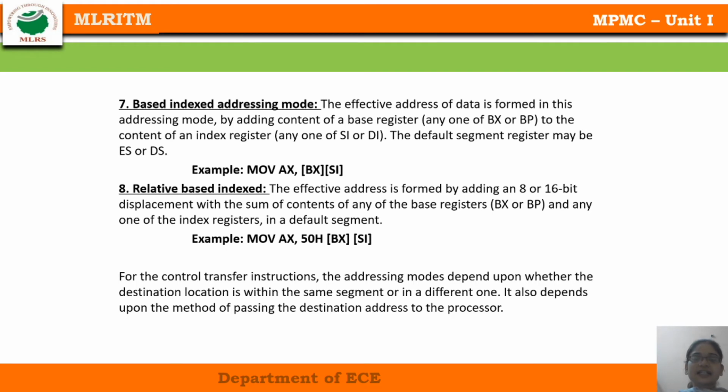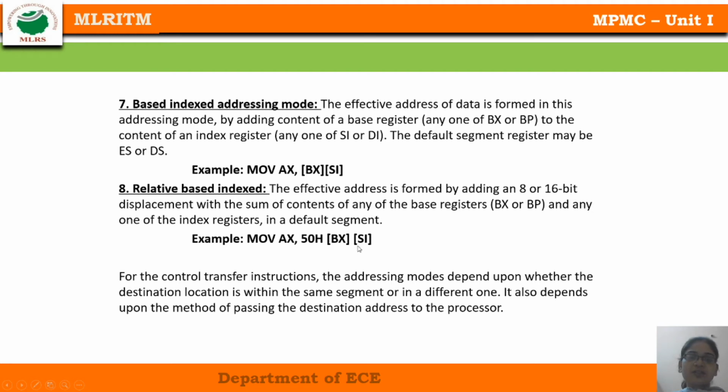Relative base index addressing mode. The effective address is formed by adding an 8-bit or 16-bit displacement with the sum of the content of any base register, BX or BP, and any of the index registers with the default segment. For example, MOV AX, 50H[BX][SI]. Here 50H is an 8-bit displacement, BX is a base register and SI is an index register.